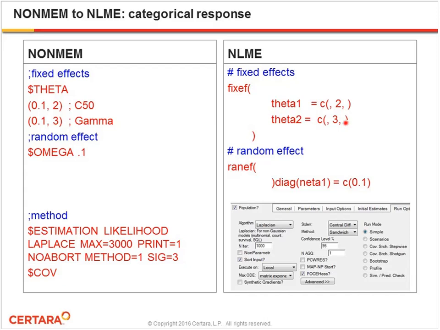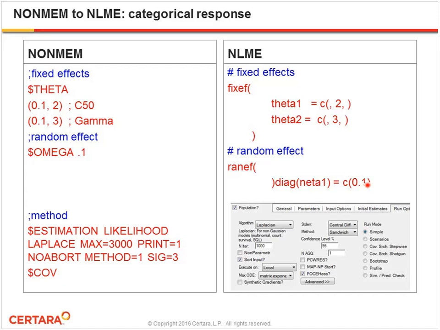You see, this is typical in Phoenix NLME. We want to avoid setting any boundaries, so we leave that open and just set these initial estimates to 2 and 3, like we did for the NONMEM code. And the random effect is written with a ranef statement, where we have just the eta, which is set to 0.1.